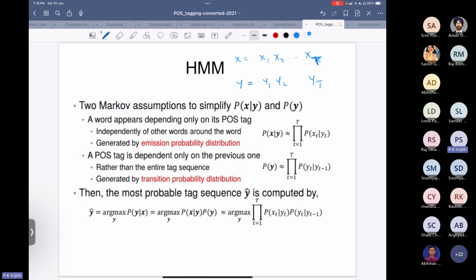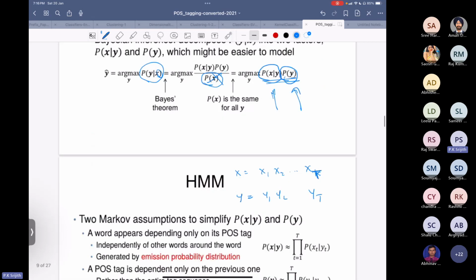For a different problem setup such as named entity recognition, instead of a part of speech tag, we have something representing a named entity. So in the case of named entity recognition, people use a notation called BIO notation. Basically, you need to recognize the named entities in a sentence, right?